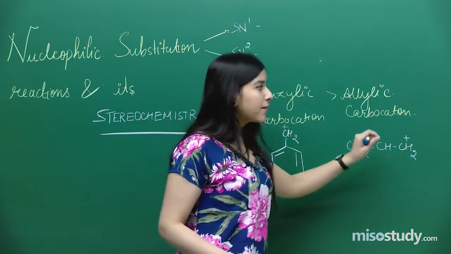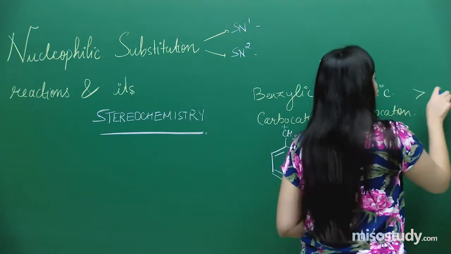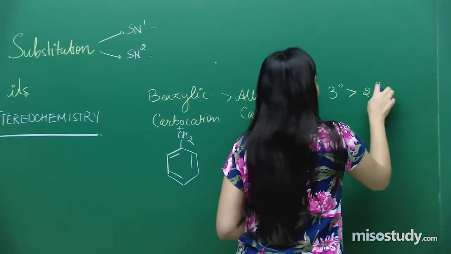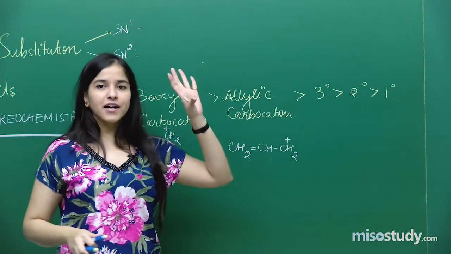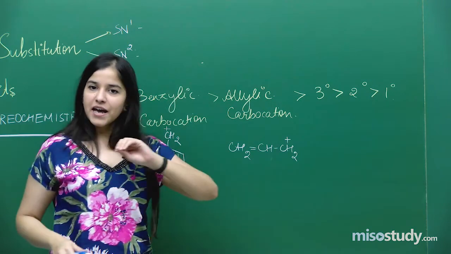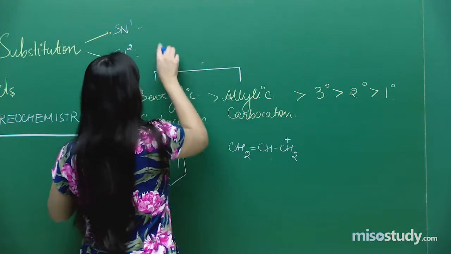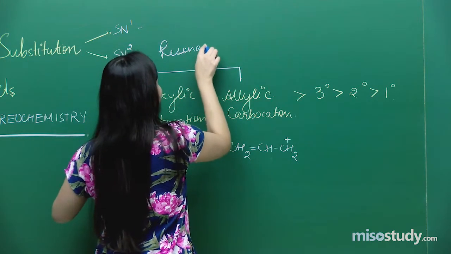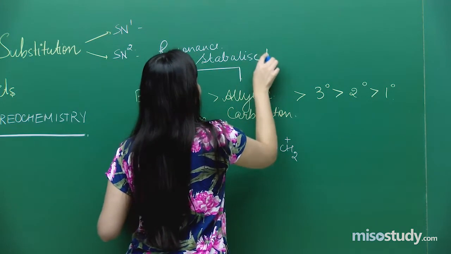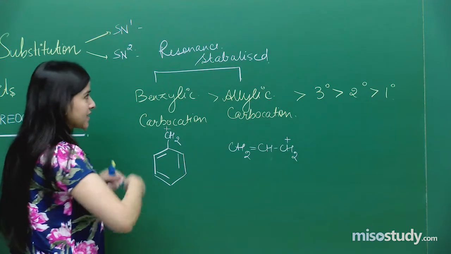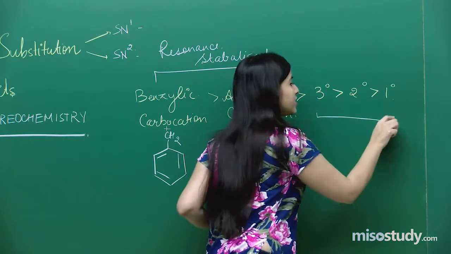Now, I'll be placing the simple carbocations as well. Where will those be placed? They'll be placed right here. Clear? So as I told you, the resonance stabilized carbocations will have more stability as compared to the normal ones. Okay? So these are resonance stabilized. Fine? So since these are resonance stabilized, they are placed earlier, and these are the normal ones.